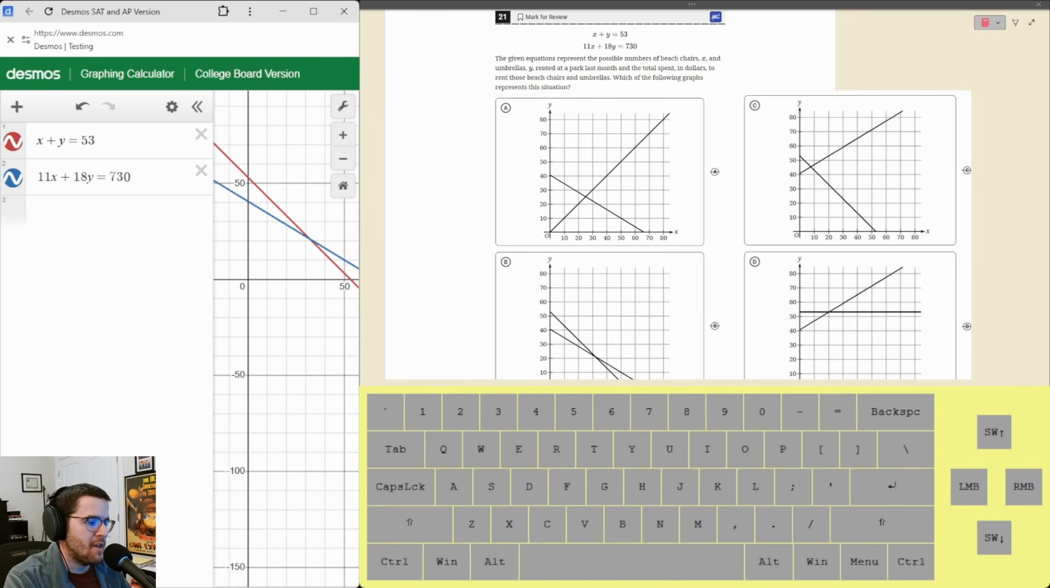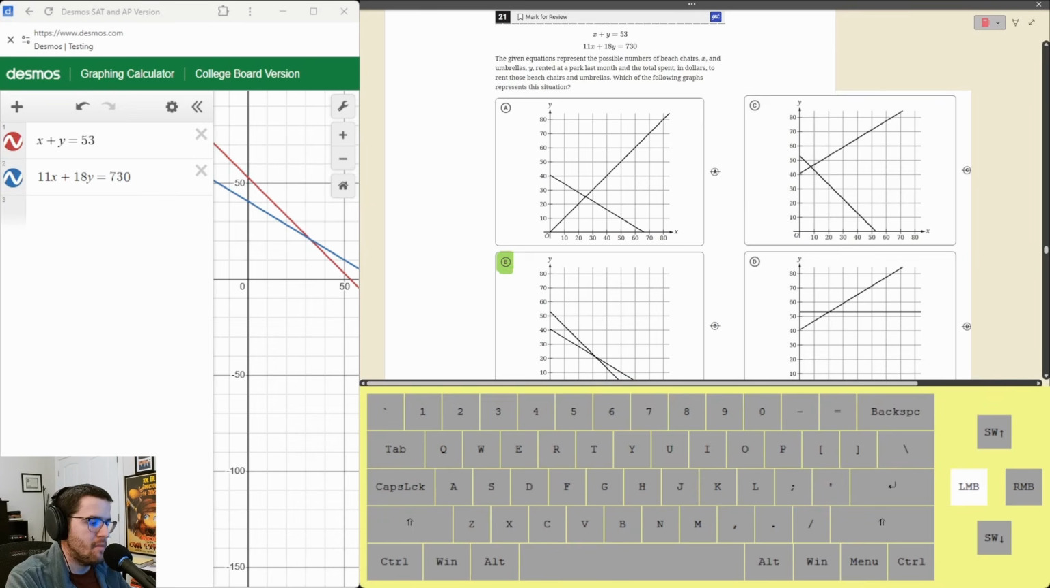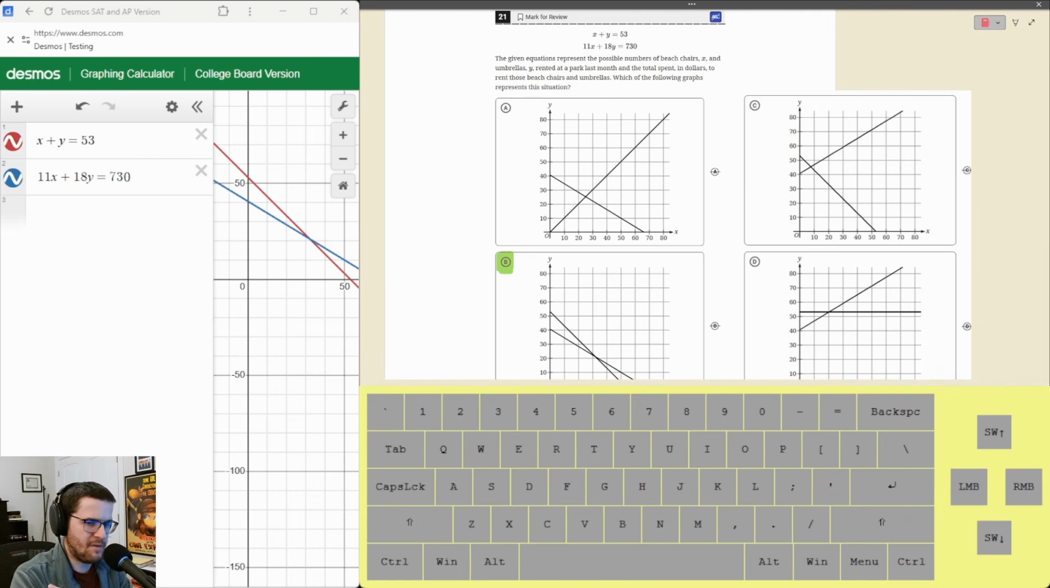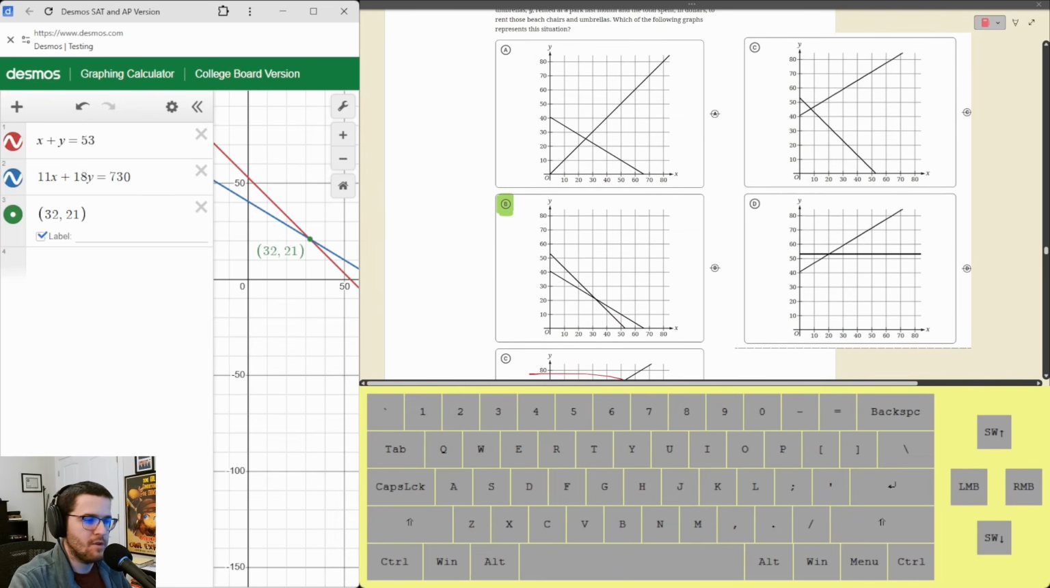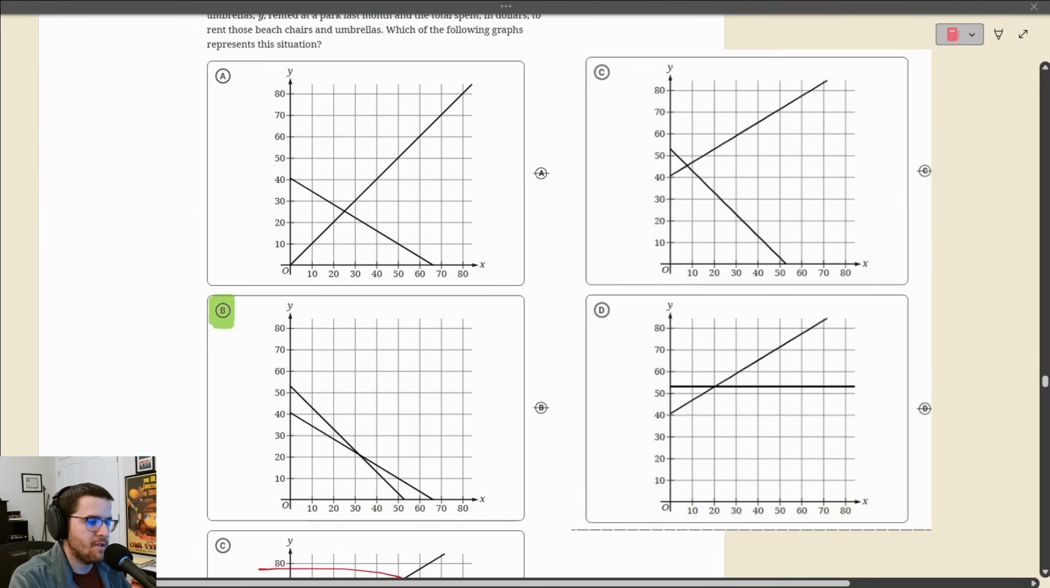And I'm already kind of thinking it's choice B, this one down here, just from eyeballing. But to be sure, and this isn't foolproof either, you should try to compare all of them very carefully. Let's look at the point of intersection, the solution. The solution should be at (32, 21). Okay, so let's come over here and see.